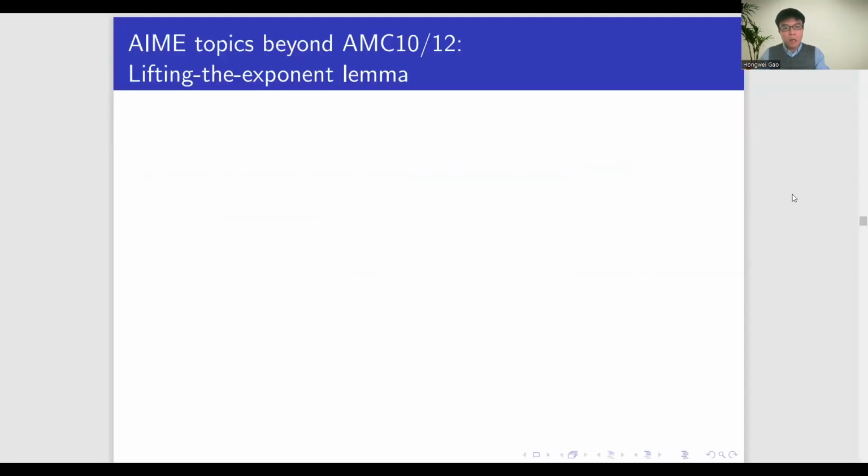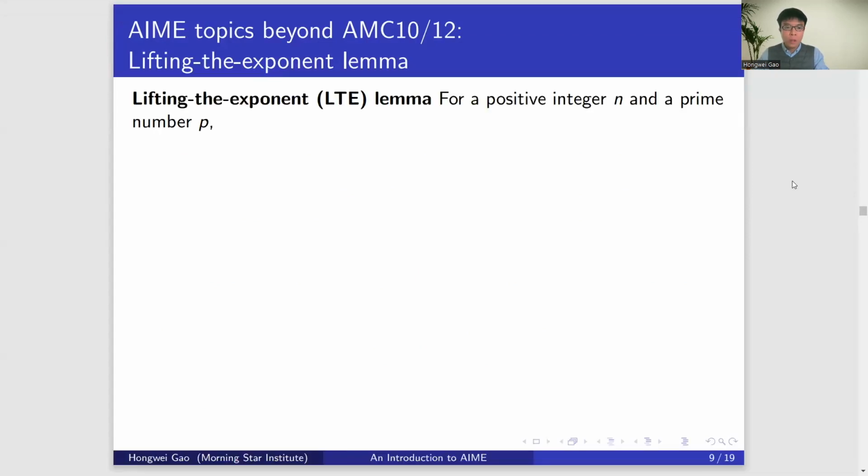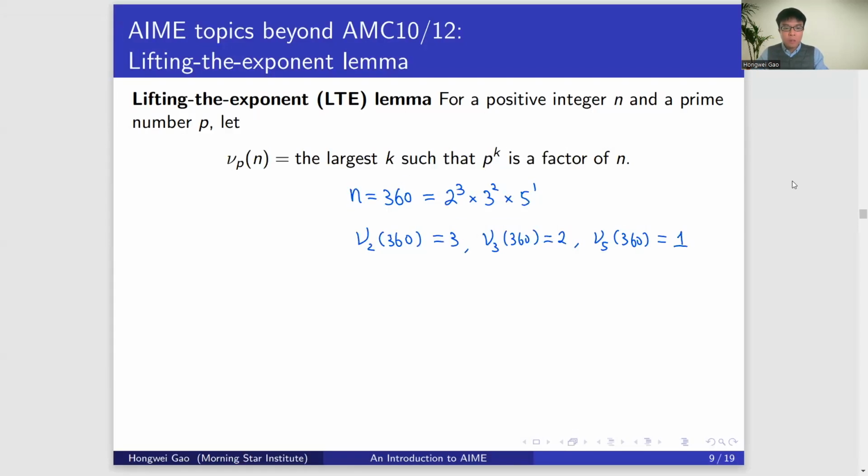The second AIME topic that is beyond AMC 10 to 12 is called the lifting the exponent lemma. We call it LTE for short. The statement is here: for a positive integer n and a prime number p, let's define a notation. Nu sub p of n is defined as the highest power of p that divides n.